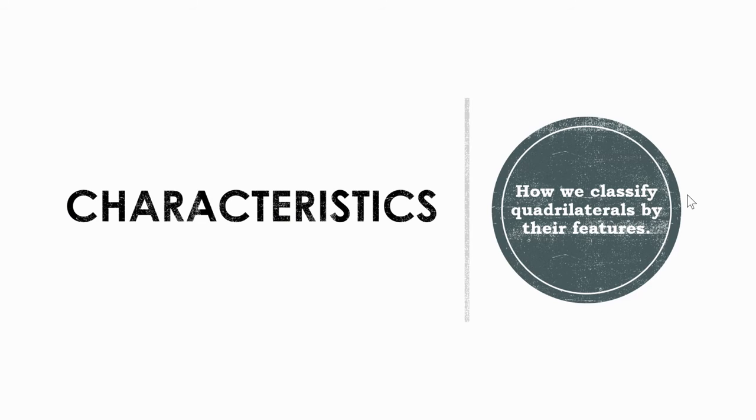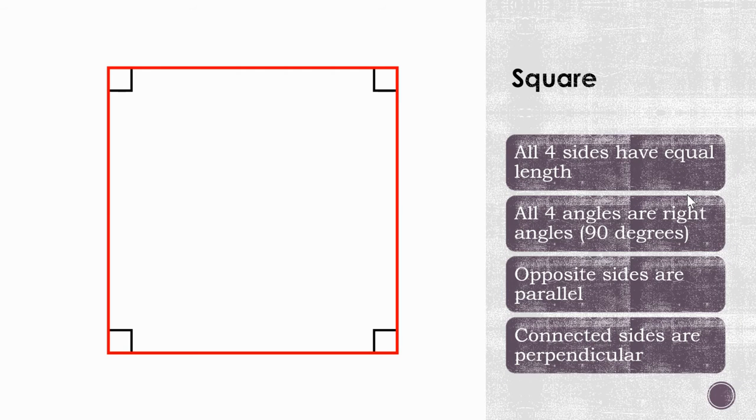All right, so what are our characteristics? How do we classify quadrilaterals by their features? What are we looking for? You can see here I've got a picture of a square. Things we know about the square: all four sides have equal length. All four angles are right angles, 90 degrees. You can see that marked here in the picture with that 90-degree angle.